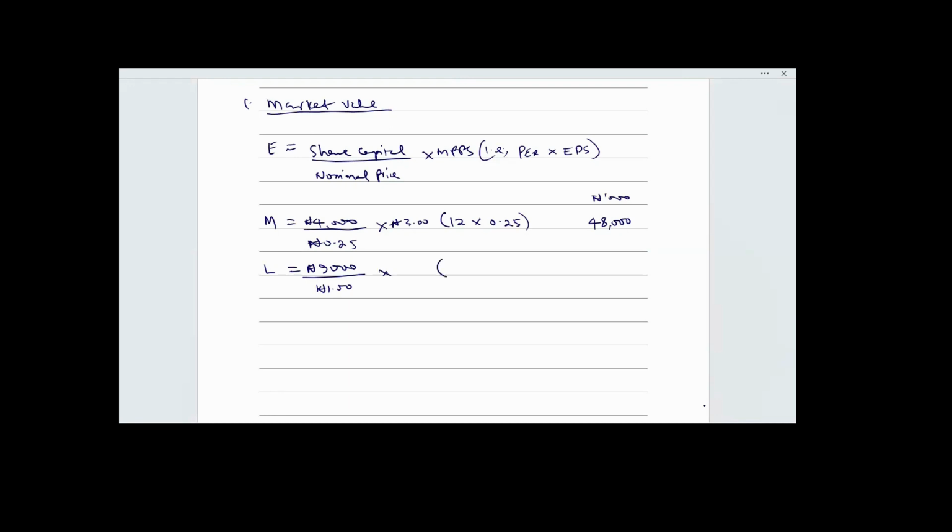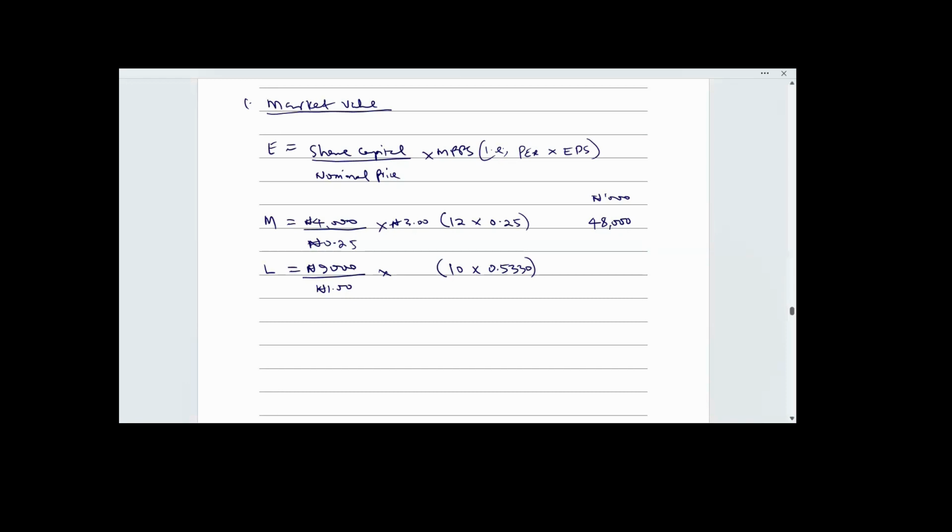Multiplied by, I don't know what the market price per share is. So I need to go and calculate the market price per share. I will go back to the question. What's the price earnings ratio of Limpopo? It is 10. EPS of Limpopo is 53.30. Therefore, I will come here, the price earnings ratio of 10 multiplied by EPS of 53.30. That is 53.30 divided by 100, which gives me 0.5330.